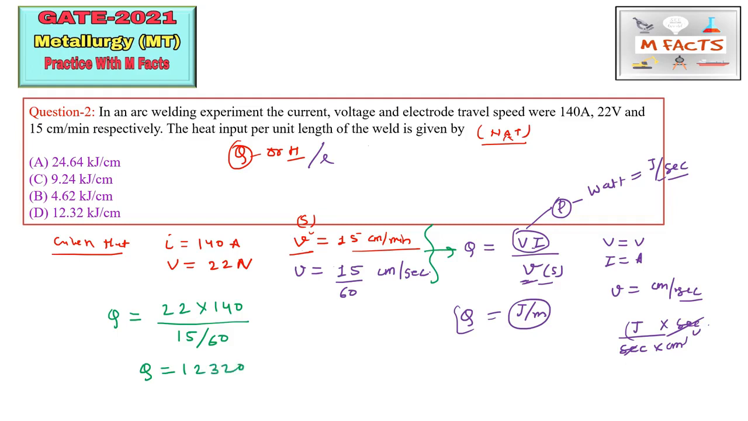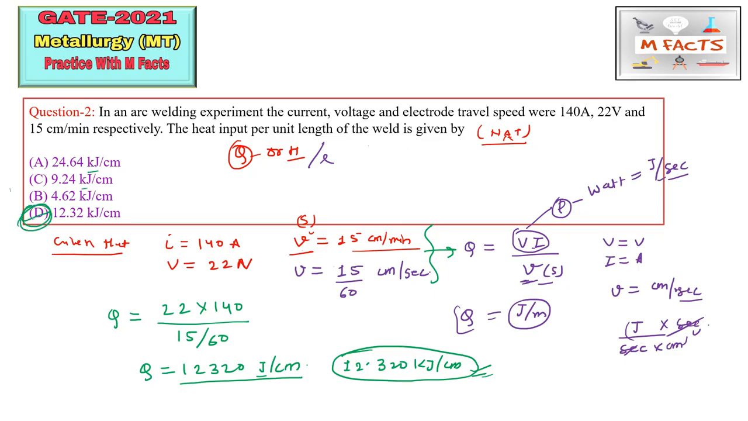So from here we will get 12320. I am writing here directly, you can calculate just for cross checking. Okay, so this is in joule per centimeter, and in options they have given kilojoule per centimeter. So what we will do, we will divide it by 1000. So we'll get kilojoule per centimeter. So this is the correct answer for this question, 12.320. So option D is correct. For this type of questions, try to avoid this unit mistake. Try to put all the units in the formula and do the unit balance first, then put the values in this formula and try to get the answer.